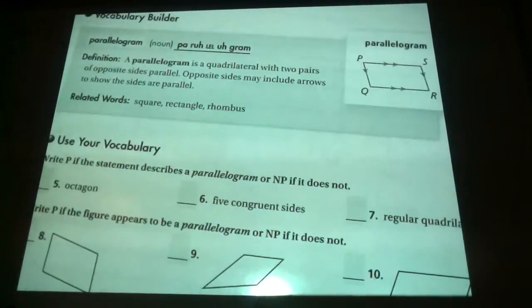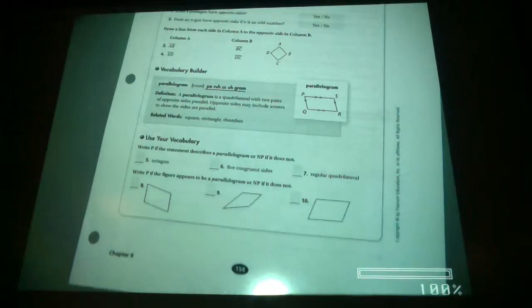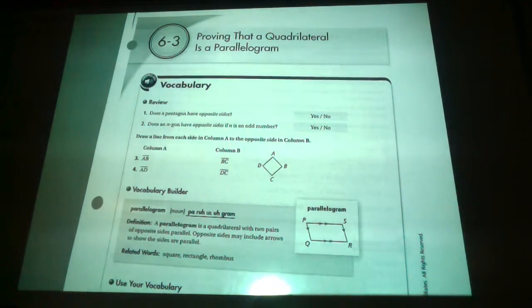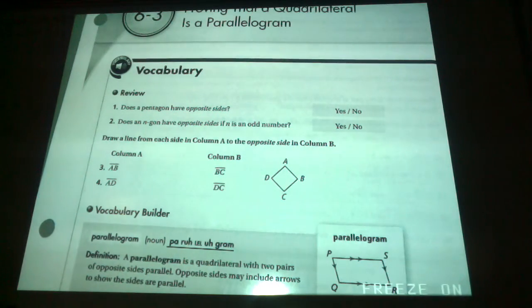All right, so you were answering the questions, ladies and gents. You're answering the questions 1, 2, 3, and 4. Let's go. 1, 2, 3, and 4.